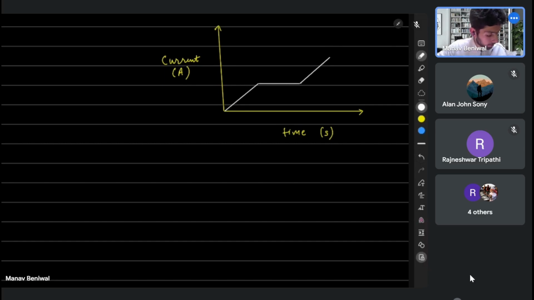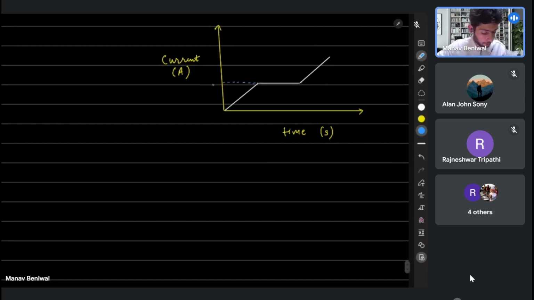So this value is 1 ampere, and this value is 2 amperes. This time is 10 seconds, this time is 20 seconds, and this time is 30 seconds.